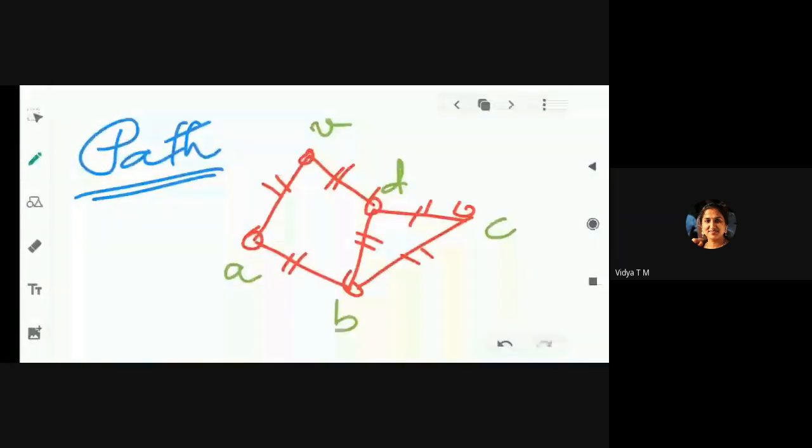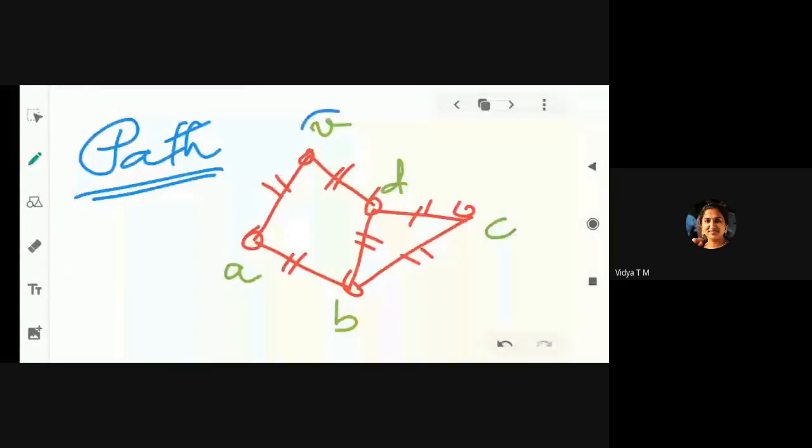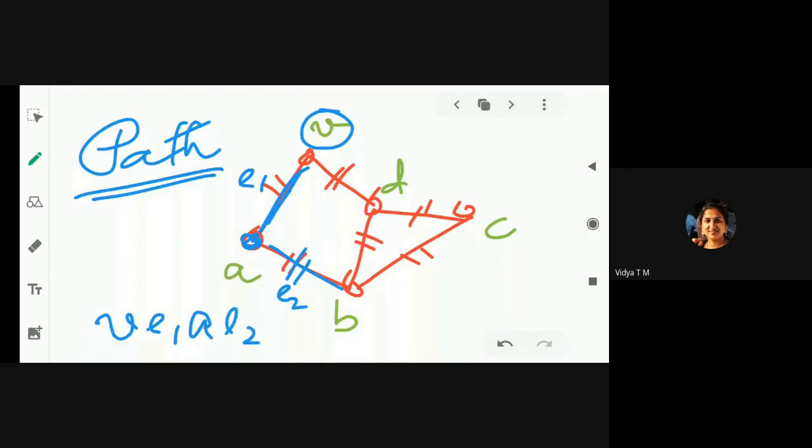Path starting with V. I am starting at V, so I will write V. Move over this edge, let me call it E1. So E1 is written. Then I have reached vertex A, so I write A here. Then I can travel only along this edge, so let me call it E2. So I write E2 here. Then I have reached B.